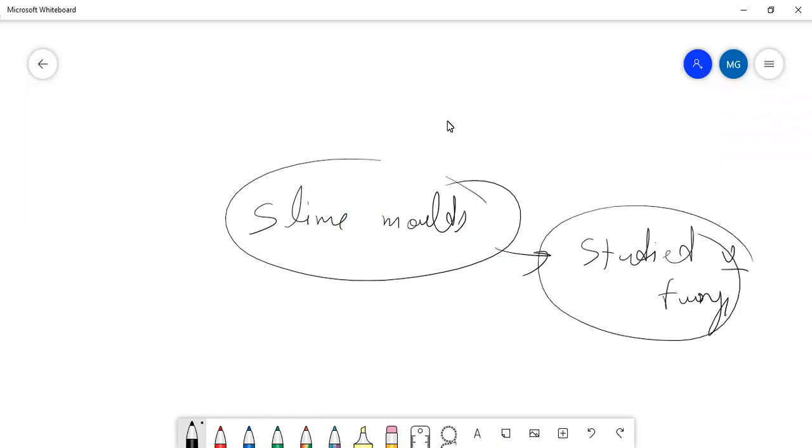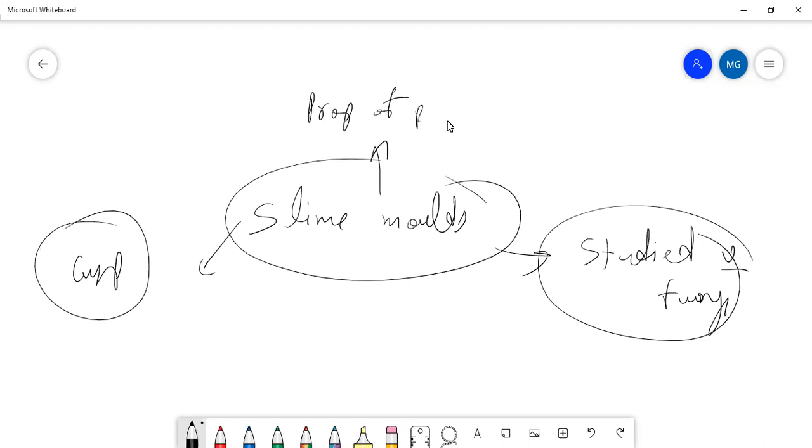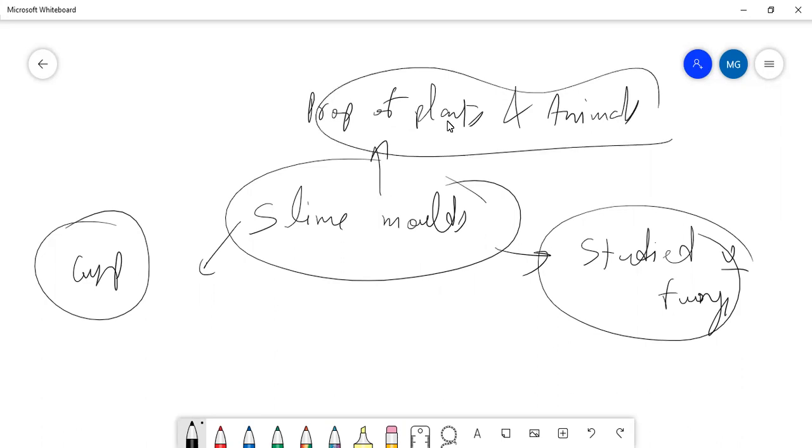ठीक है? But in fact, ये जो slime molds हैं, slime molds are cusp. Cusp मतलब बोले तो जैसे टोरियन और वर्गो के बीच में, ठीक है? It is a cusp. That means they have some properties of plants, and they also have some properties of animals. This is very clear. So slime molds are basically cusp, but we study them under fungi.